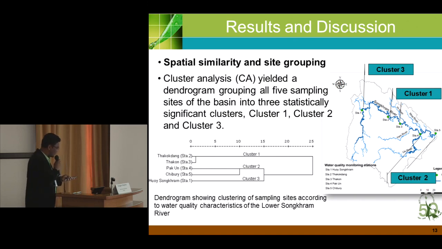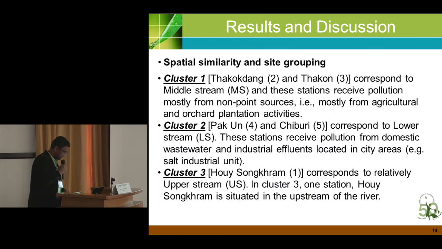So you can see in this figure, cluster one is located in the Middle Eastern region, and it has two sampling stations. Cluster two has two stations, which are near the river mouth and also near the Mekong River. And cluster three has only one station, located in the upstream. So it means that within each cluster, the water quality values are similar, but between the clusters there is a difference in the water quality values.